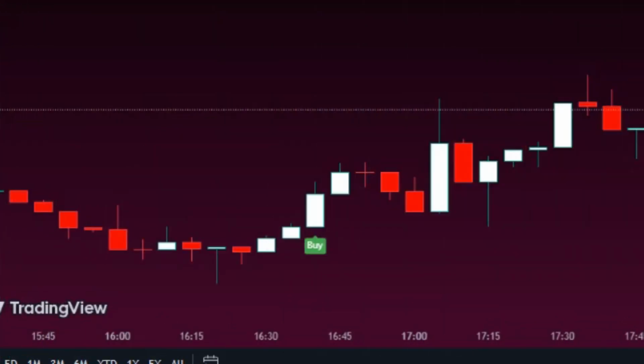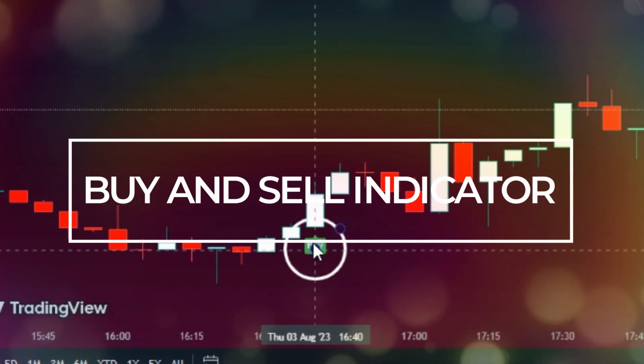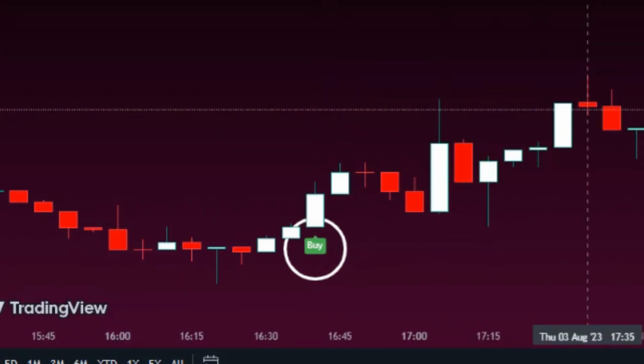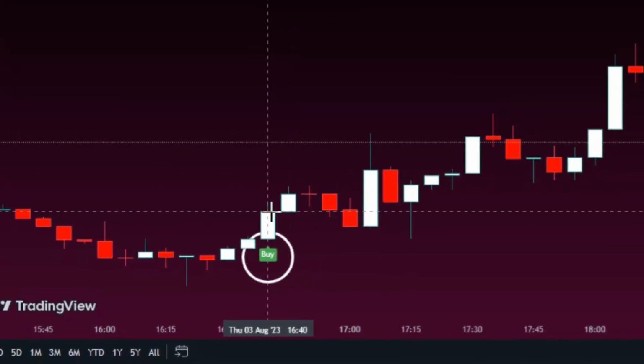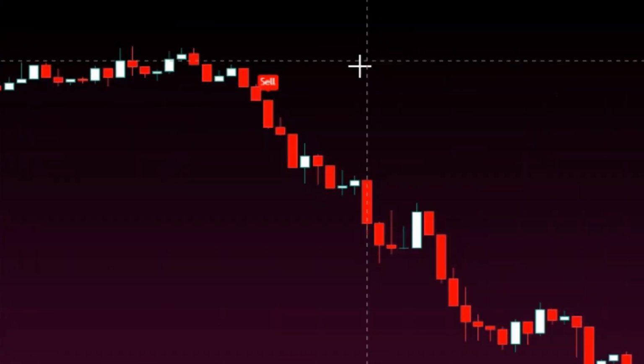As you know, the super trend indicator is a basic buy and sell indicator, and a lot of traders just jump into trades as soon as they see a buy or sell signal from this indicator. Like in these examples here.